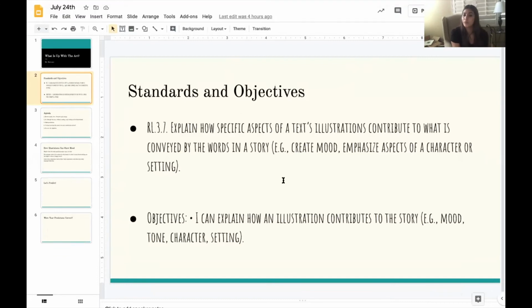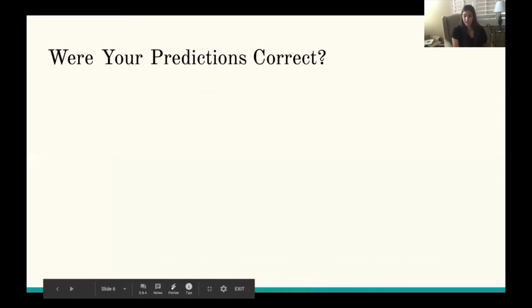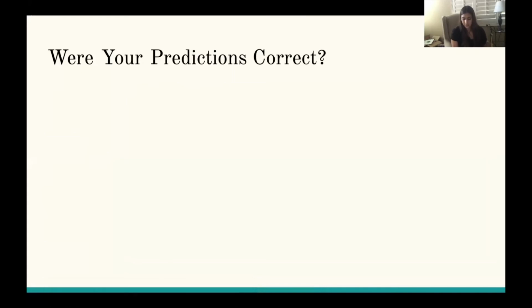So our objective again was, I can explain how an illustration contributes to the story with the mood, tone, characters, and settings. So in the story, when we went through the first time while you're making predictions, in the beginning, I noticed that the colors in the backgrounds were a lot brighter when they were happy together. When they got upset, I noticed how it got darker. Also, the story was accurately translating what the words were into pictures.